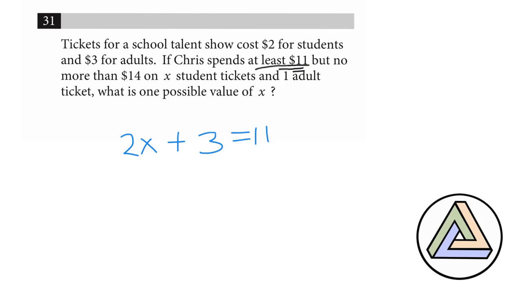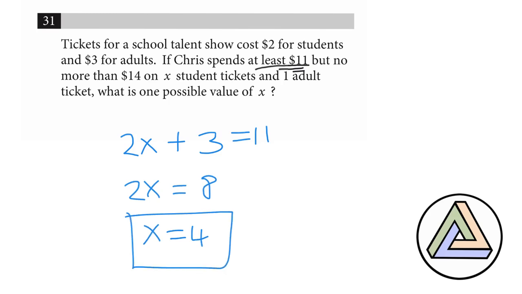All right. So nonetheless, here we go. Subtracting 3 from both sides gives me 8. Divided by 2 gives me 4. So it's possible that 4 students showed up for this talent show. All right, so that's how that works. The SAT would most definitely accept that as an answer.